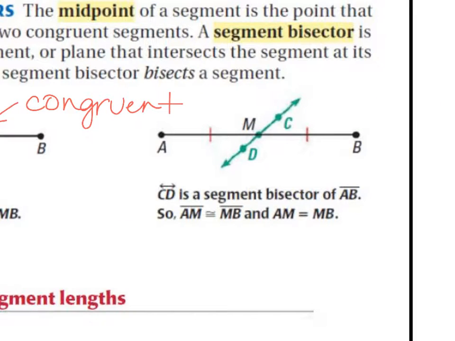And then you have the segment bisectors. This is a line CD, and it is bisecting AB at the midpoint. Again, those are congruent. You see it in the notches.